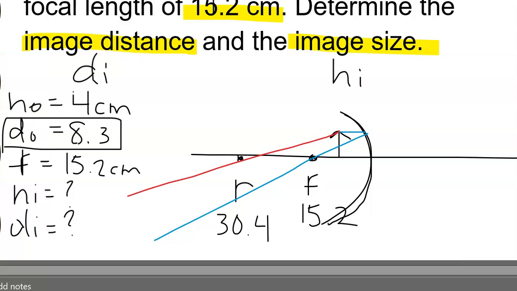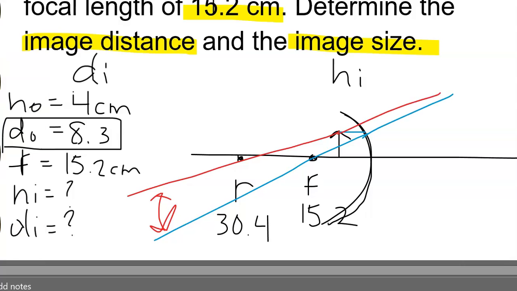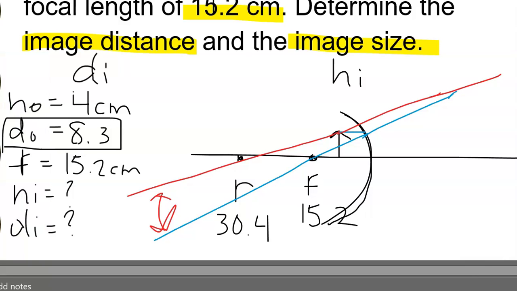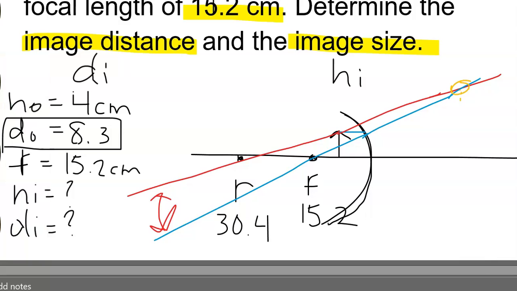So remember this, if they are getting farther and farther apart like this, that means they're never going to meet on this side. That tells you that you need to extend your lines this way. And make sure you use a ruler so that you don't end up with crazy things like this. So our image is going to be where they intersect right there.